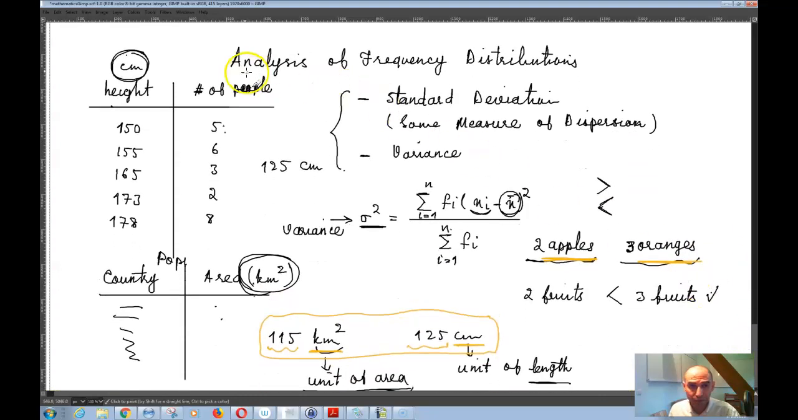And that's exactly what we want to do in this part, which has been called analysis of frequency distributions. You want to analyze them.